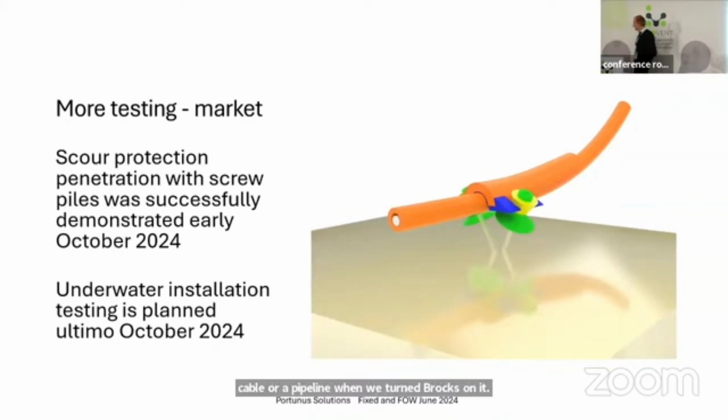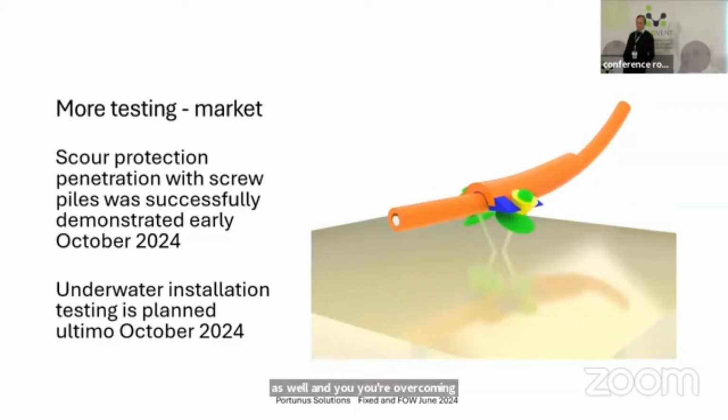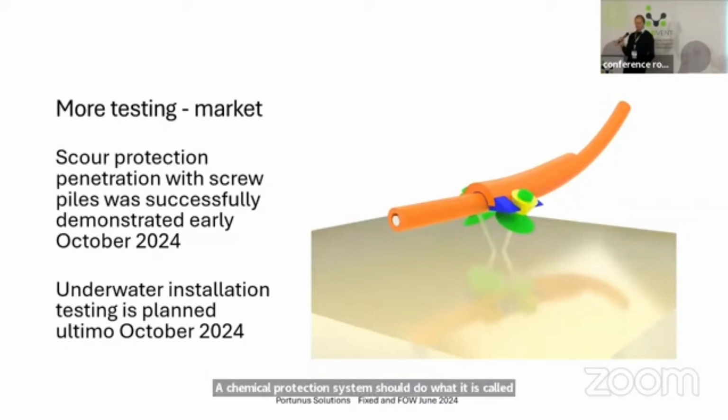However, on cables, sometimes you have protection systems around it. And that's the reason why they're called cable protection systems. They should not only protect against the waves and other things, but they should protect against the rock as well. And you're overcoming this. How can you explain that? A cable protection system should do what it's called, cable protection system, also protecting against rocks. So what's wrong with scour protection afterwards, or fitting the cables by scour?